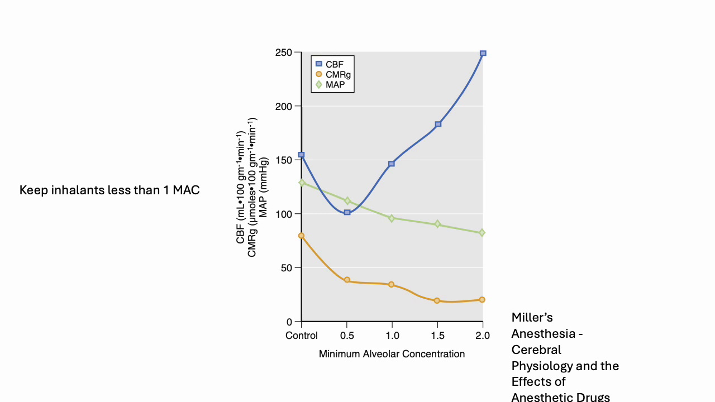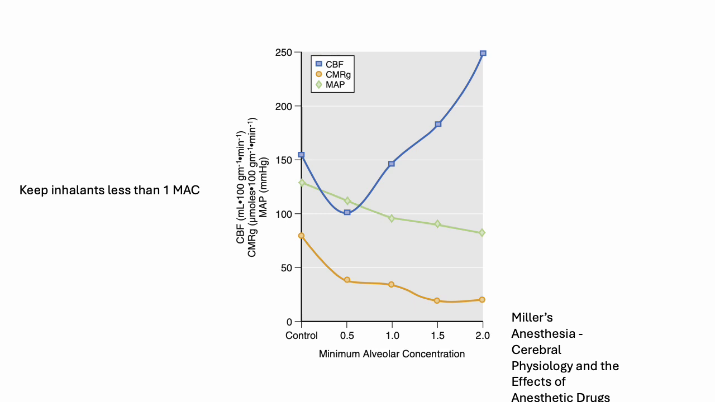It decreases and kind of plateaus around 0.5. So you can see the cerebral blood flow actually decreases until it hits 0.5, but then it goes back up, because once you go above 0.5, your vasodilation starts to kick in and wins. Once you go above 1, it definitely trumps the decreased metabolic rate, because it doesn't decrease further here. So this is another reason keeping it less than 1 MAC is very important.